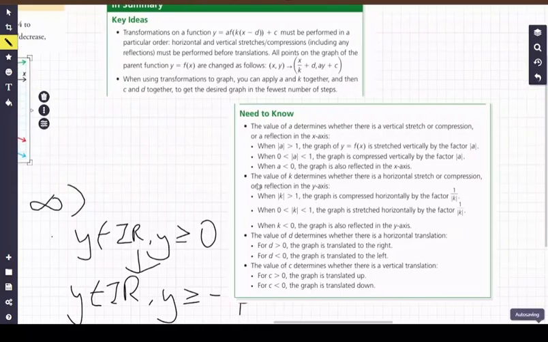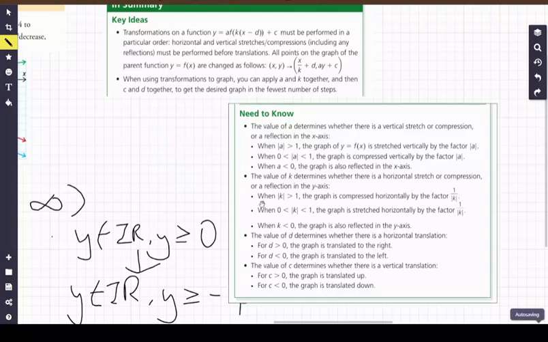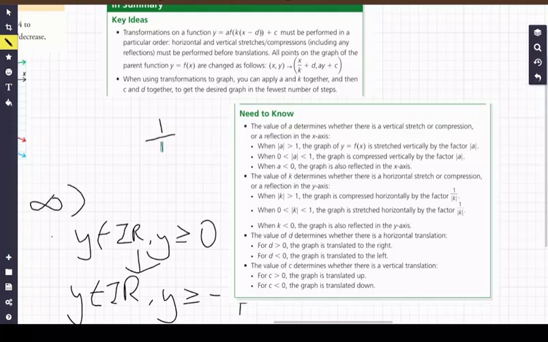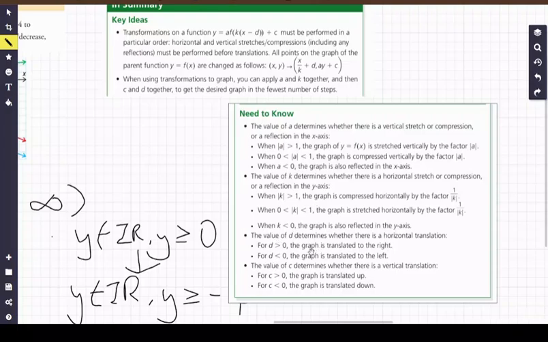And the value of k determines whether there's a horizontal stretch or compression. So when the absolute value of k is greater than 1, the graph is getting compressed, because when we have the k values, it's always x over k, right? So a value of k that's greater than 1 would actually be a fraction for x. And then when 0 is less than k less than 1, the graph is getting stretched horizontally because we're dividing by a fraction. So let's say 1 over 1 over 3. Instead of giving us another fraction, it actually just gives us 3. You should know that by now. When k is less than 0, the graph is reflected in the y-axis.